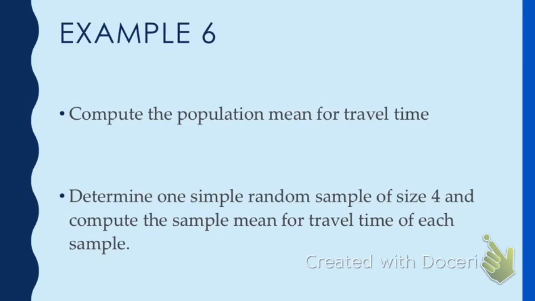Okay, example 6 is finding the population mean for travel time. So it'll be mu. And then for the sample mean, it says a sample size of 4. Let's just take the first 4. It is convenience, but we're going to do that just because. We'll do the population one first, and then we'll take the first 4 people.